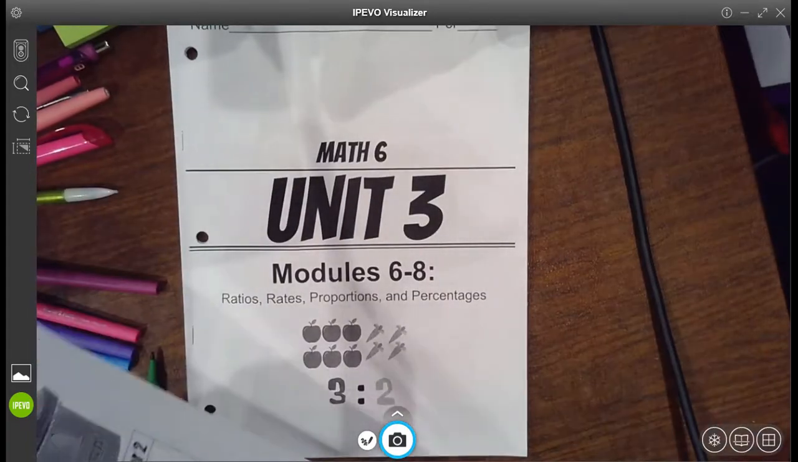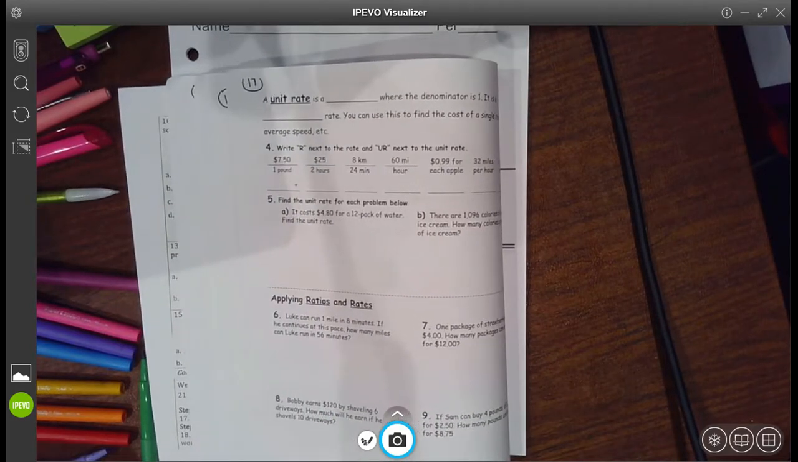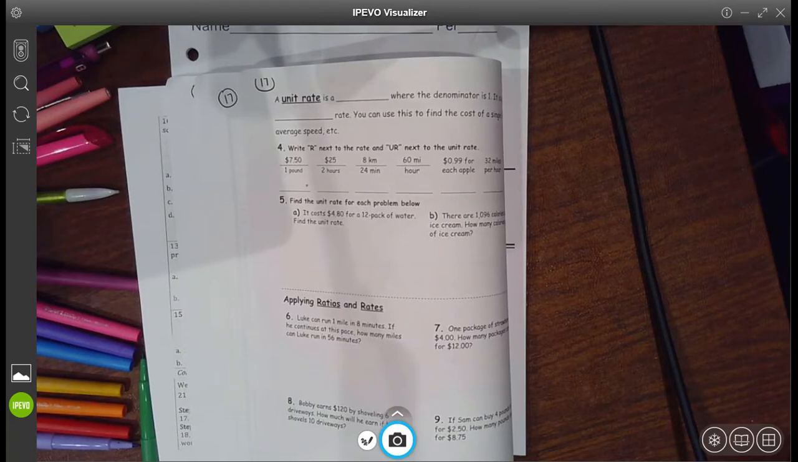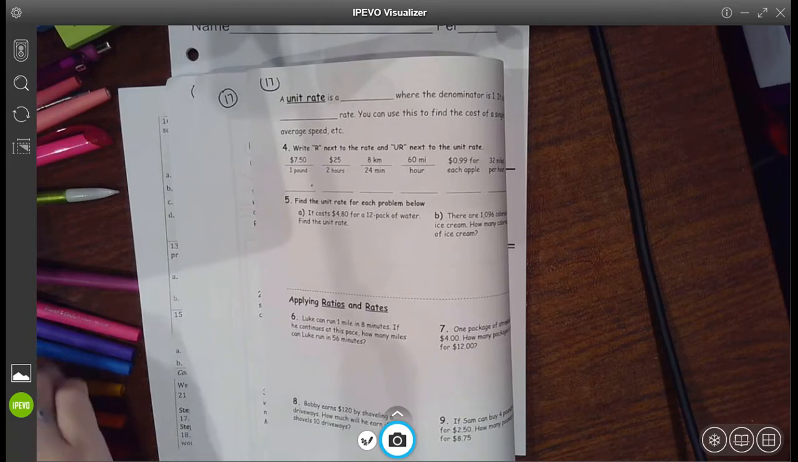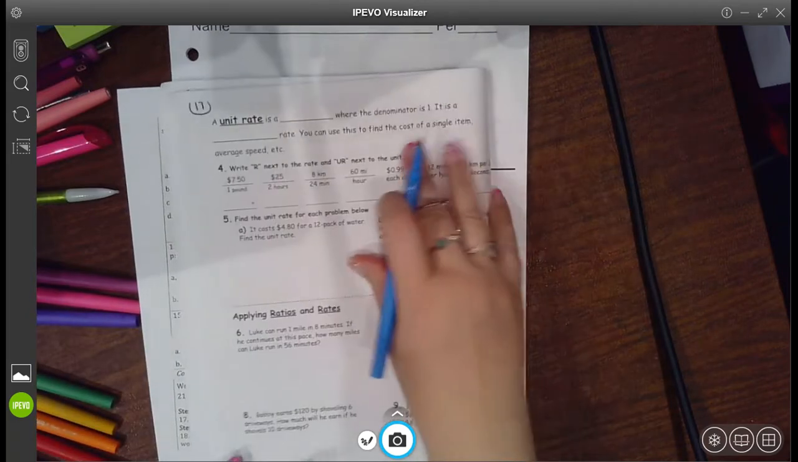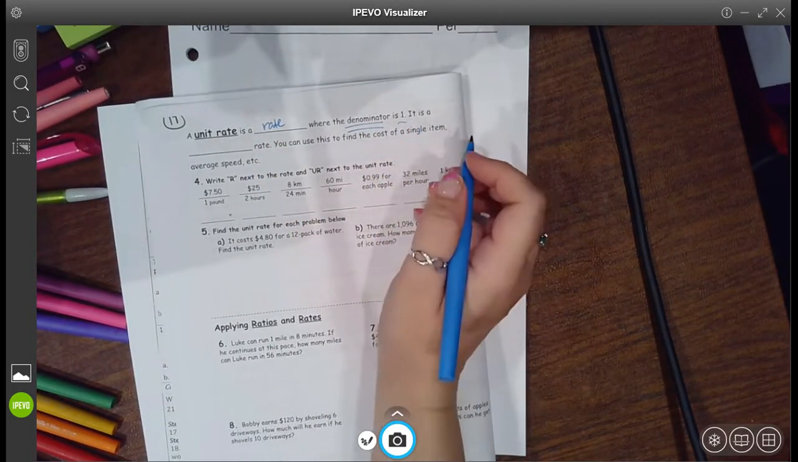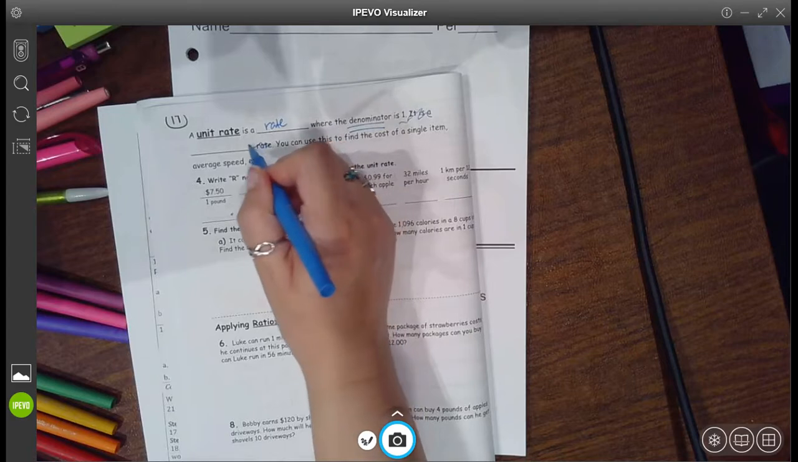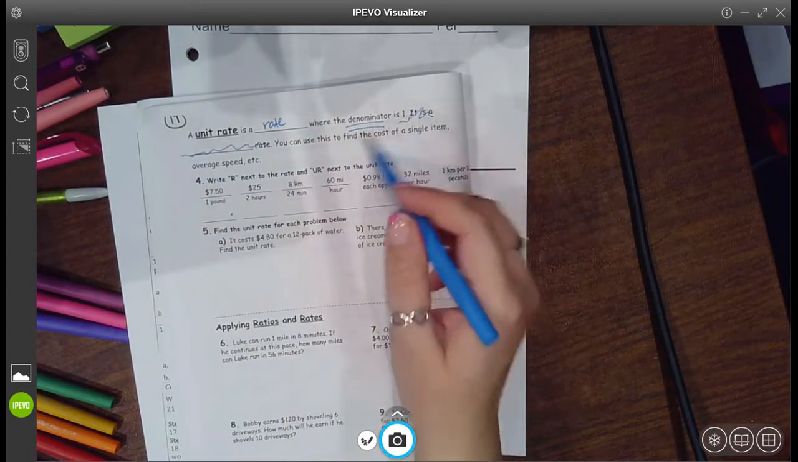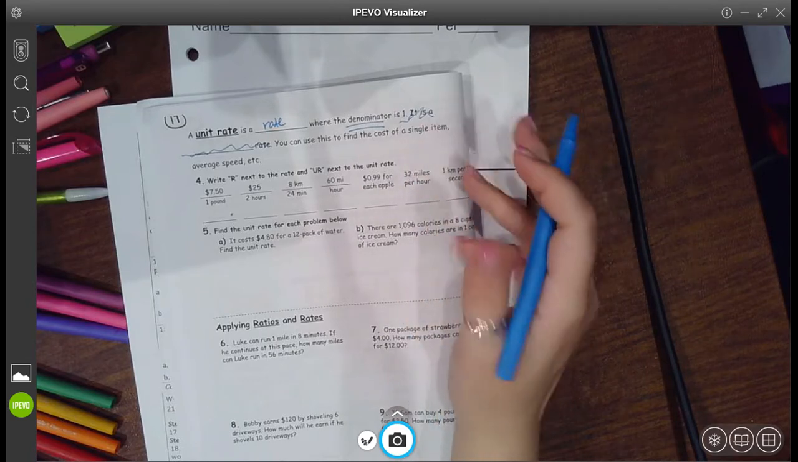Okay, sometimes you'll be asked to find the unit rate. Now, a unit rate is a specific type of rate where the denominator is 1. So let's go ahead and cross that off. I think that's a typo. You can use this to find the cost of a single item or the average speed, etc.